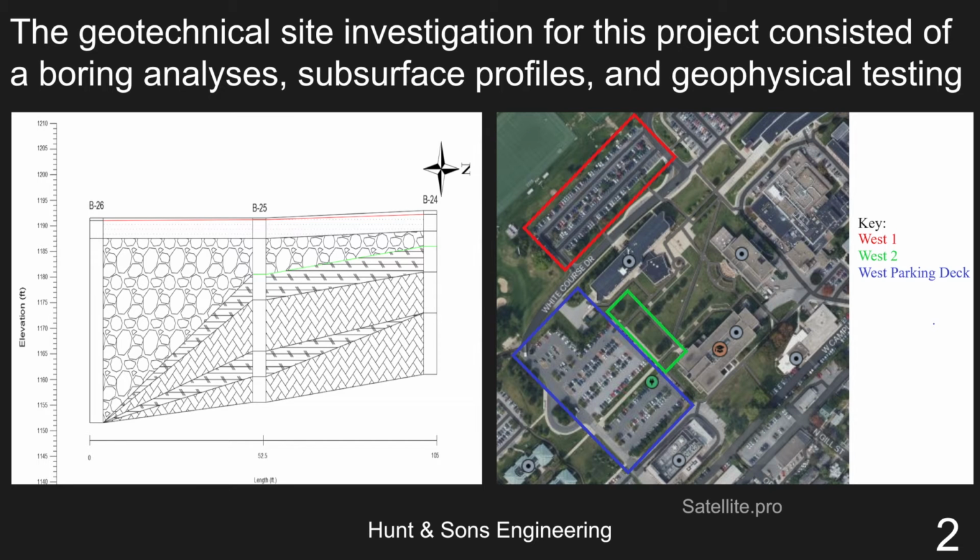To start the design process, a geotechnical site investigation was undertaken to better understand the conditions on the site. This investigation included borings and a geophysical method in the form of electrical resistivity imaging. This investigation provided us with valuable information about the conditions on the site, such as type of rock and soil, grain size distribution, and compressive strength. These data points were then used to create multiple subsurface profiles of the site.